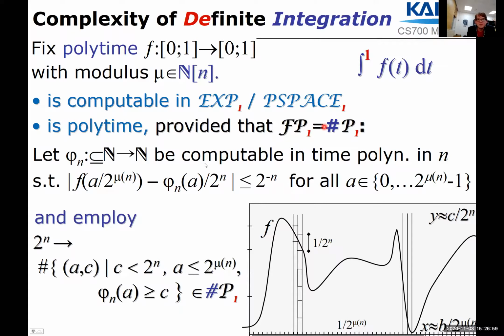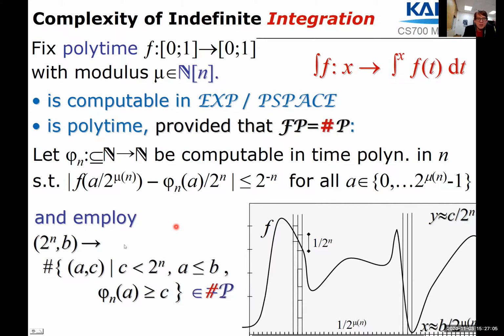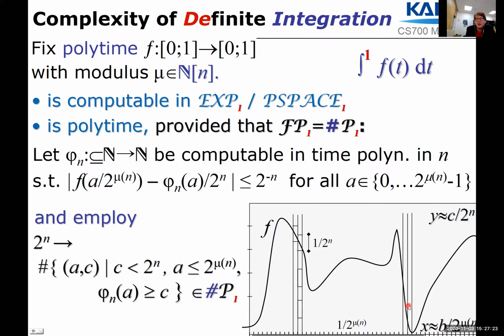And the algorithm basically is a simple adaptation of our previous slide. In the previous slide, the counting problem, the discrete problem, had two arguments, the precision parameter in unary and an approximation to the upper integration bound, the numerator b that encodes the upper integration bound. But now we don't have an upper integration bound anymore. It's hard-coded, it's fixed, and it's 1.